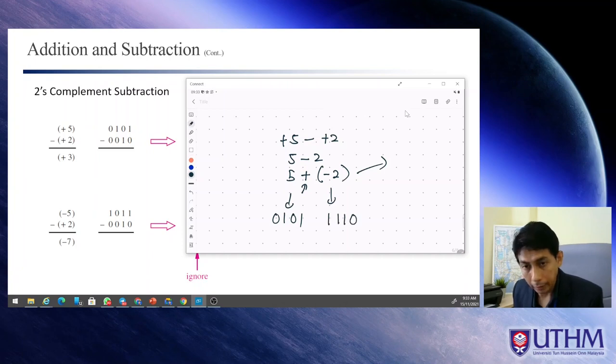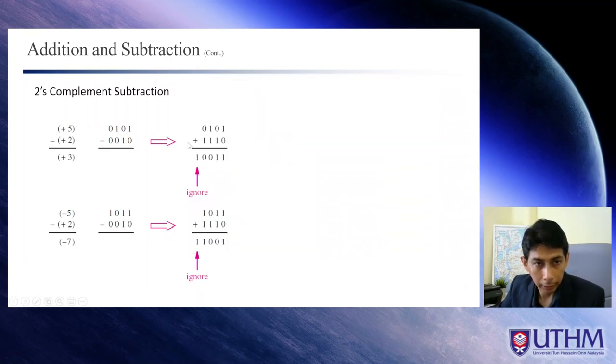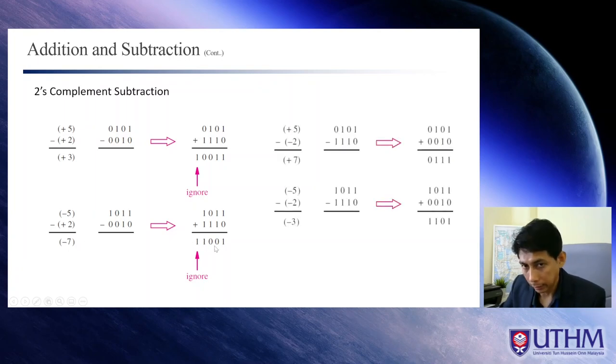111 0 in second complement number. This is why we have this 0101 and 1110, and actually this is plus and not minus. Yeah, plus. And if we add again, we have number 3, and this one is ignored. We get the result same as this one. And here we have minus 7, we get the result, right? This is another example. You can look at it.